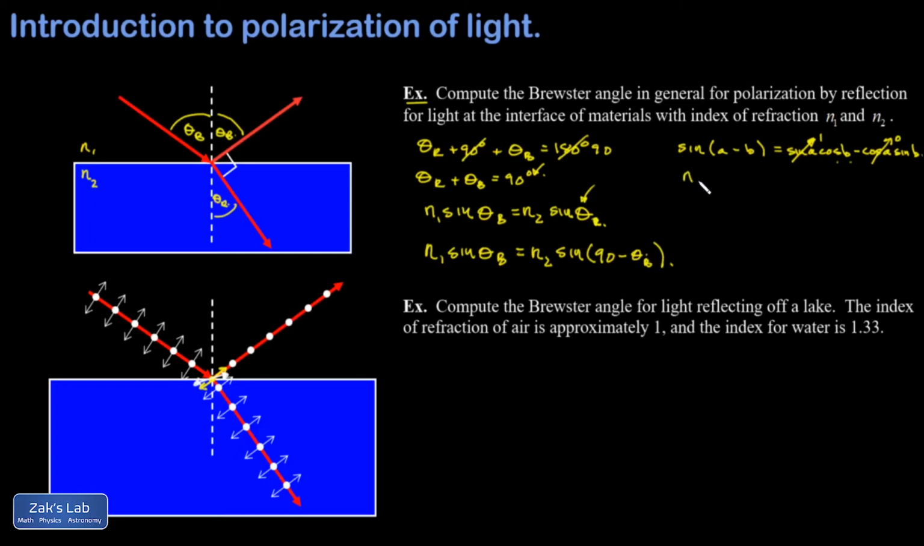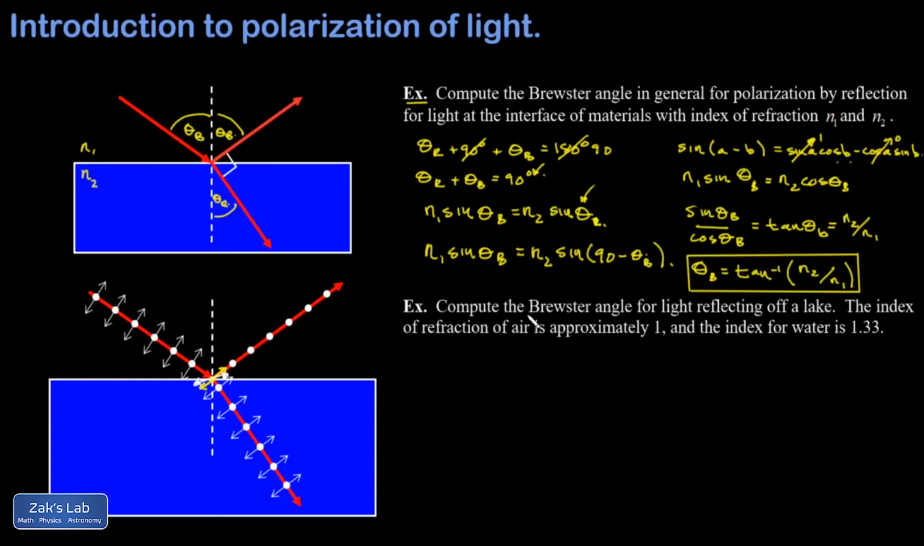So I can rewrite my equation as N1 sine theta B equals N2 cosine theta B. Then I divide both sides by the cosine, because that gives me a tangent on the left-hand side. I'll just clean that up right now. And at the same time, I divide by N1 on both sides. So I have an N2 over N1 on the right-hand side. So this means the Brewster angle at the interface between two materials is given by the inverse tangent of N2 over N1.